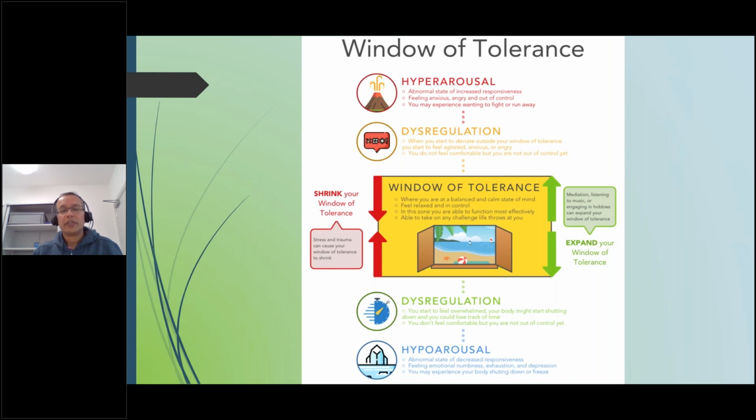So this is the window of tolerance that I was talking to you about. In the middle, you see the window of tolerance in the yellow box. This is where we are relaxed and in a calm state of mind, we're balanced, and we feel in control of everything that's happening. So we are in a zone where our brain functions optimally and effectively, and we are able to deal with whatever comes, whatever we encounter in our life.